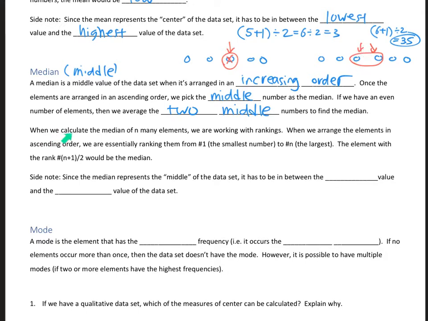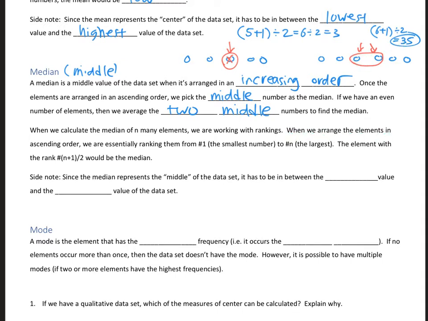So when we calculate the median of n many elements, we are working with the ranking, right? So it's like rank number 1, rank number 2, and rank number 3. This is what we picked. Same here, rank 1, rank 2, rank number 3, rank number 4. So 3.5 will be like somewhere in between.